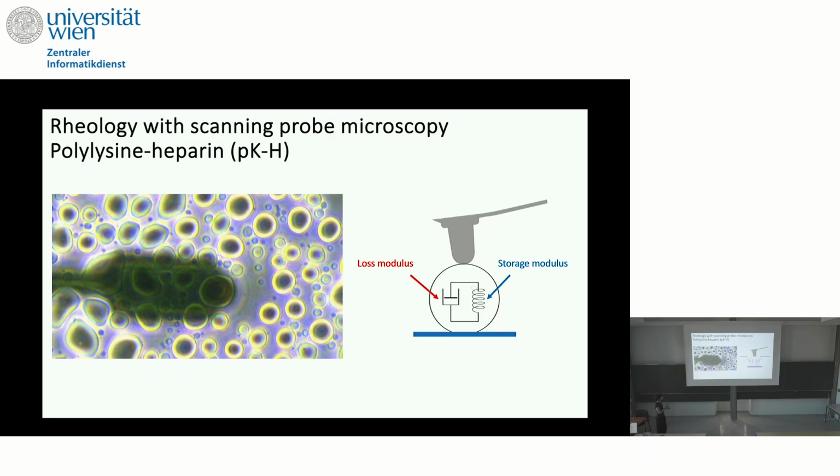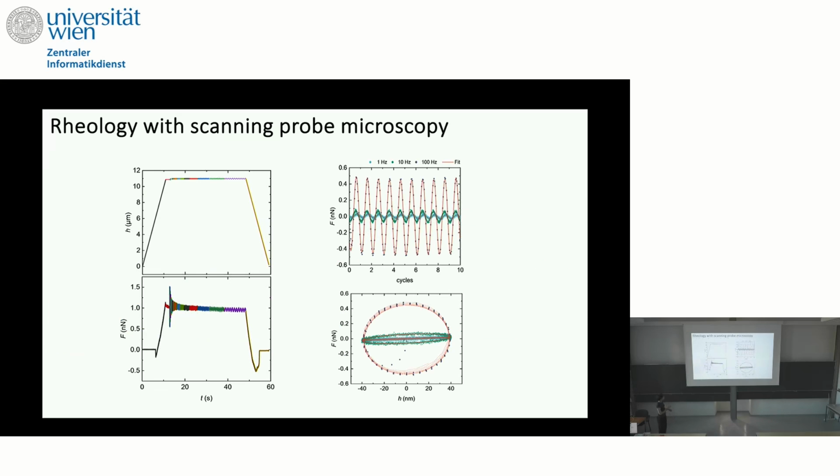So here you see the poly-L-lysine and heparin condensates just on the bottom of the dish. This is the cantilever, so you see it from the top. And then you see in this video that the cantilever indents the condensate. But what you don't see is that afterwards, it modulates the condensate at a very, very small height. So it's only 40 nanometers. You don't see it in this video. You just see the indentation. And then we have modulation at various frequencies because we are doing rheology. So even though you don't see the modulation in the video, you see it from these graphs.